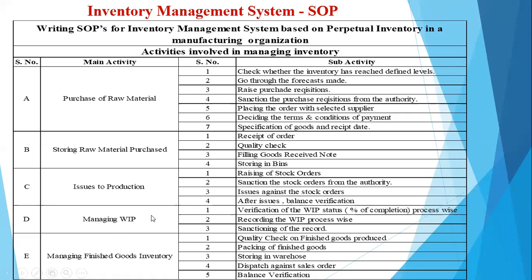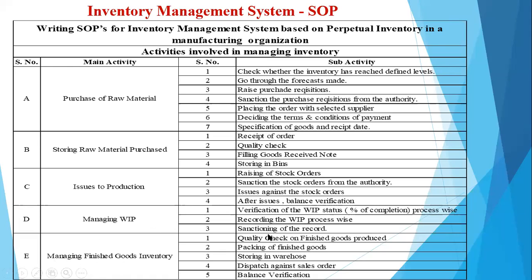Then with respect to management of the work in progress, that is neither in the raw material stage nor in the finished goods stage, what one can do is verify the work in progress status, as and when you are required to report. If it is going through a series of processes till it reaches the manufacturing of finished goods, then for each and every process, the percentage of completion in that process is required to be stated. Recording this work in progress inventory process-wise is a must.